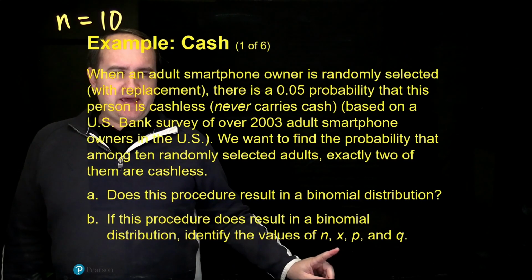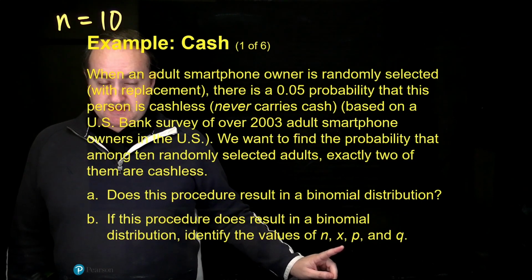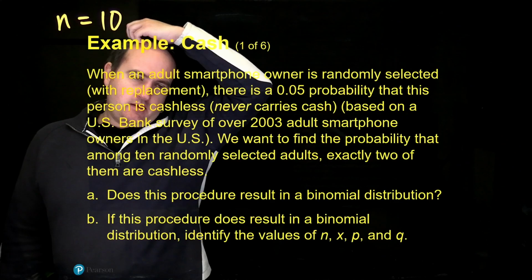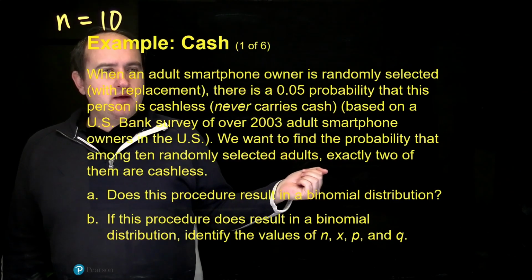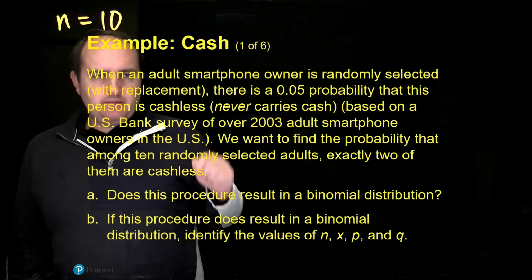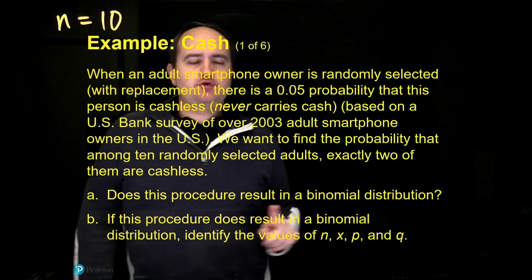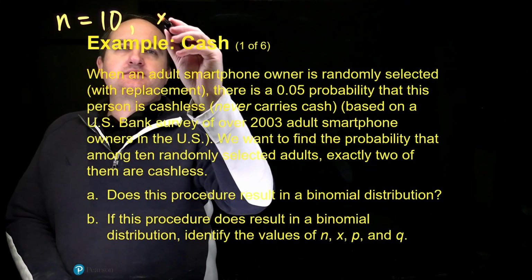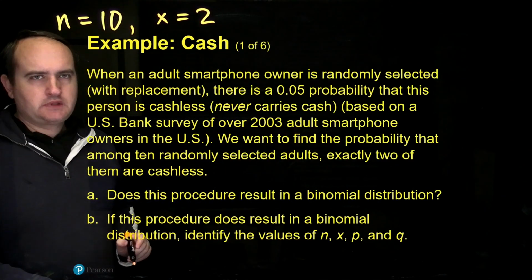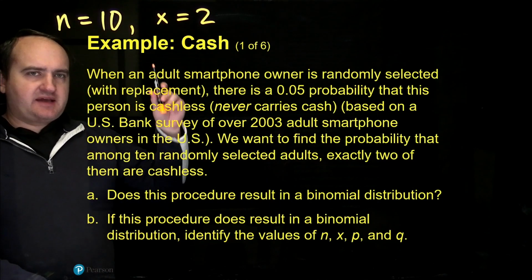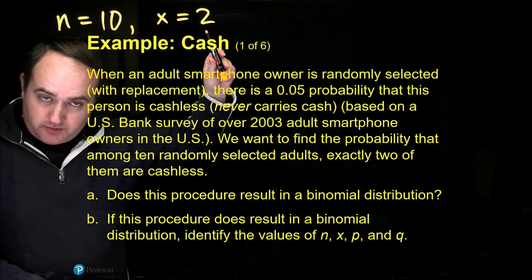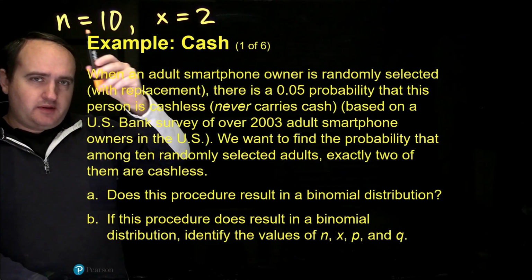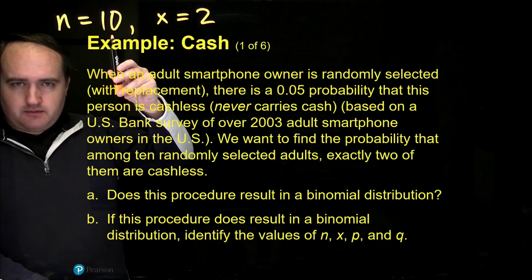What about x? X represents the number of successes that we want, and we'll just go ahead and let being cashless be a success. Well, if exactly 2 of them are cashless, that's what we're trying to find the probability of, that means that x equals 2. So x is the same as the exact number of successes that we're trying to find the probability of. And x always has to be between 0 and n. So here x has to be between 0 and 10.